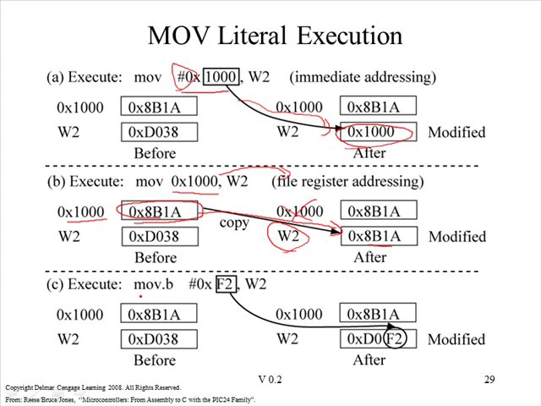Here's a byte version of this instruction. We're going to move the constant value, the immediate value F2 into W2. After we execute this instruction, the lower byte of W2, which was a 38, is now going to be changed to an F2, and the most significant byte is going to be unchanged. Notice it doesn't make any sense to have an immediate operand as a destination. For example, move W2 to the immediate constant 1000. That is illegal and is meaningless.